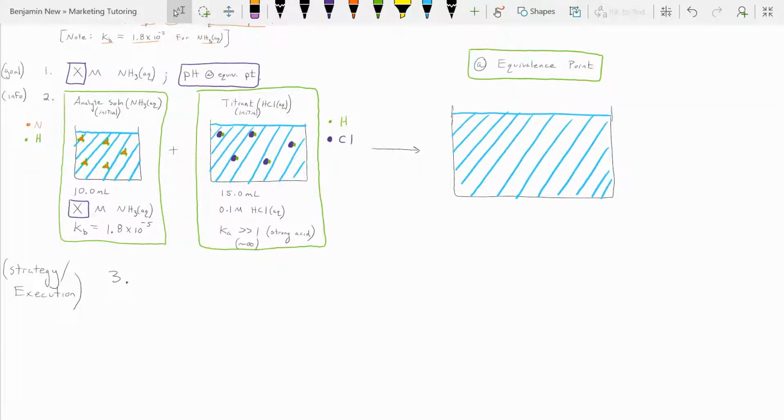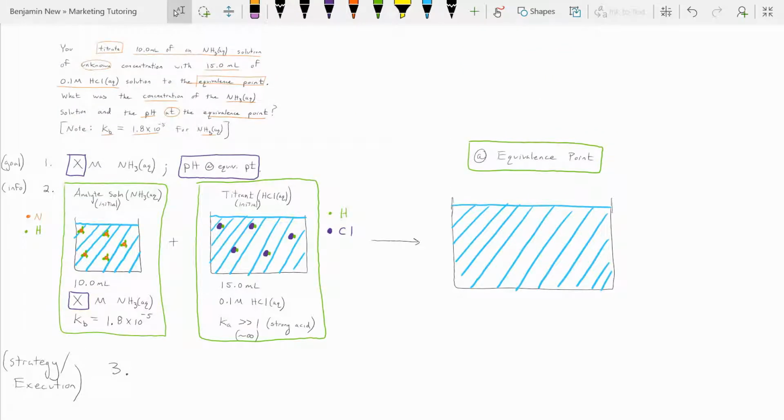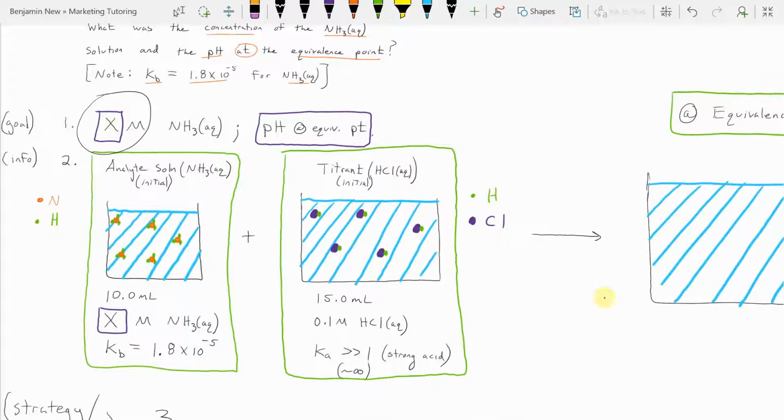So let's go ahead and start that. And the point at which I'm going to start is actually with this piece of information here. Or rather, let's take a step back and just talk about how I look at these things. So the first thing that we're going to try to find is X. So that thing up there. That's our objective.